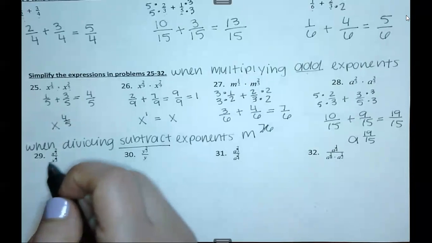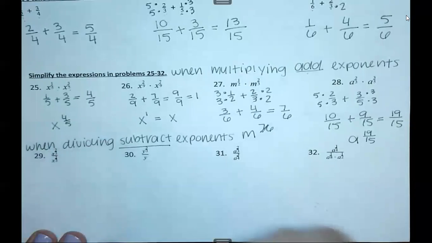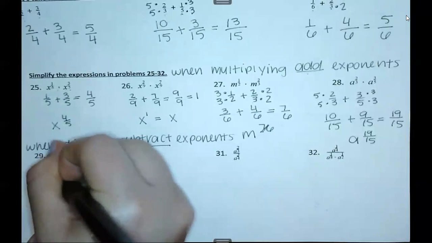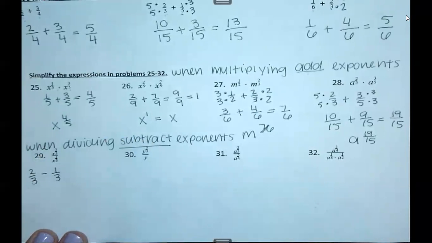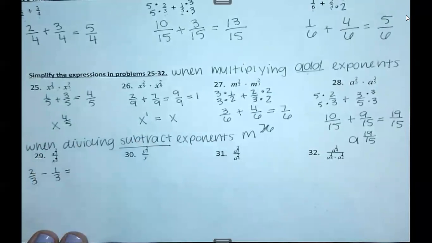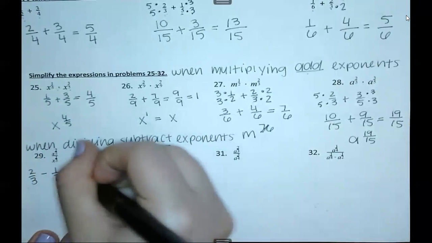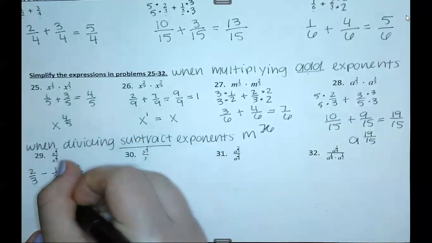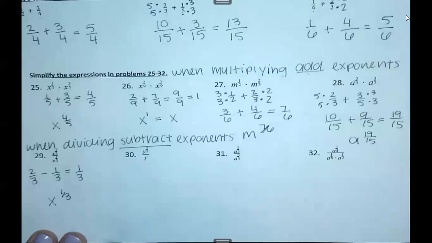So on number 29, the fractions we will be subtracting are 2/3 minus 1/3. So lucky for us, there's already a common denominator. So we go ahead and subtract the top. 2 minus 1 is 1. So 1/3. So our answer would be x to the 1/3.